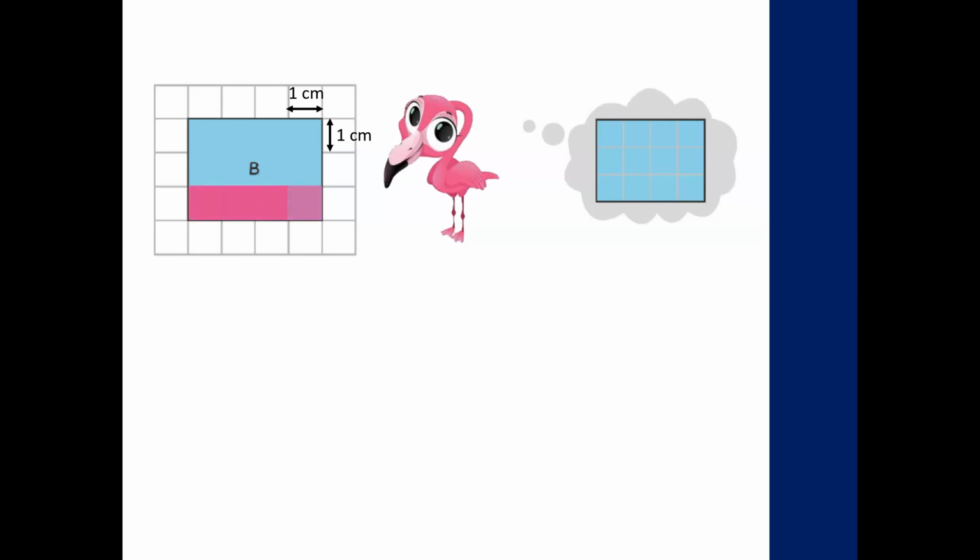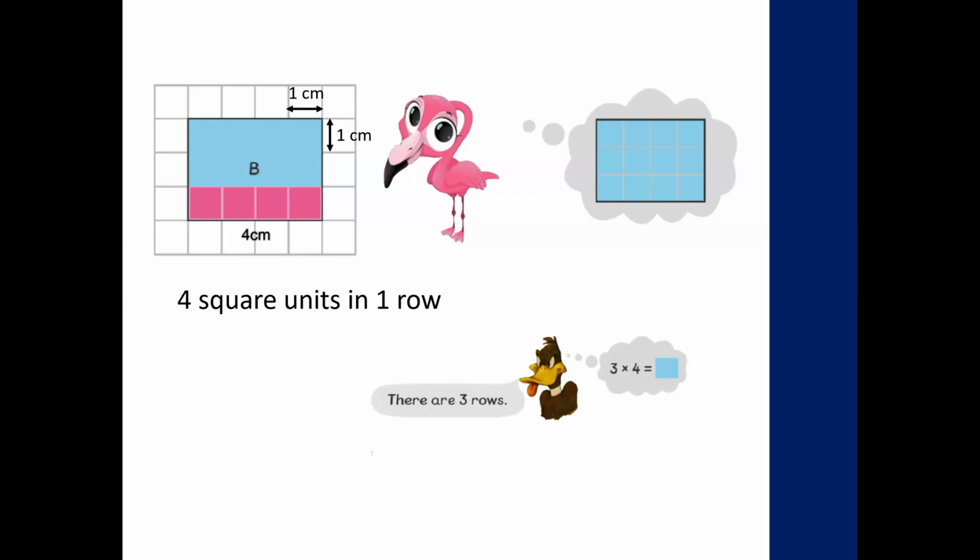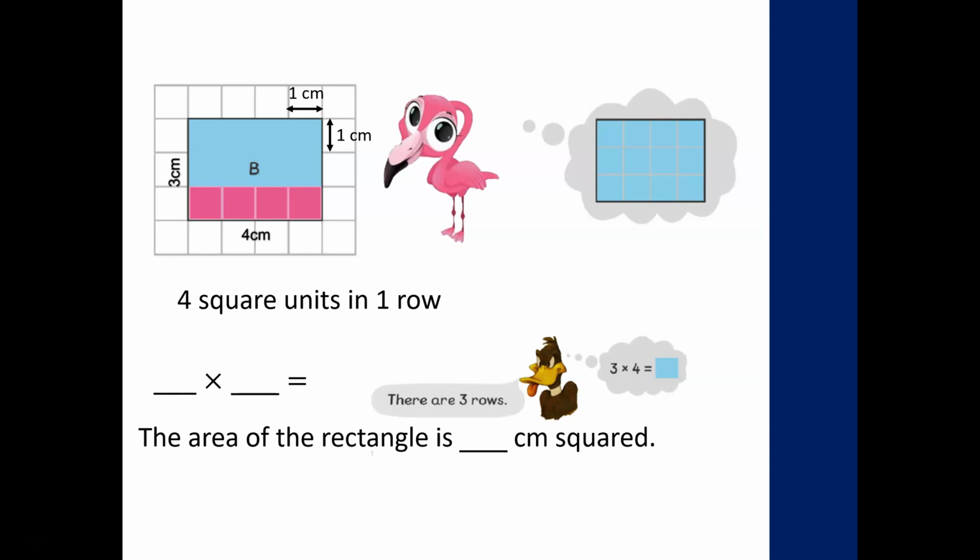We can see there are 4 square units in a row. Now we know one of the lengths of the rectangle is 4 centimetres. Drake has been helpful, telling Flora that there are 3 rows. This means the width of the rectangle is 3 centimetres. We can use these measures to find its area. We have here a side length of 3 centimetres and 4 centimetres. Therefore, the area of this rectangle will be 3 multiplied by 4.